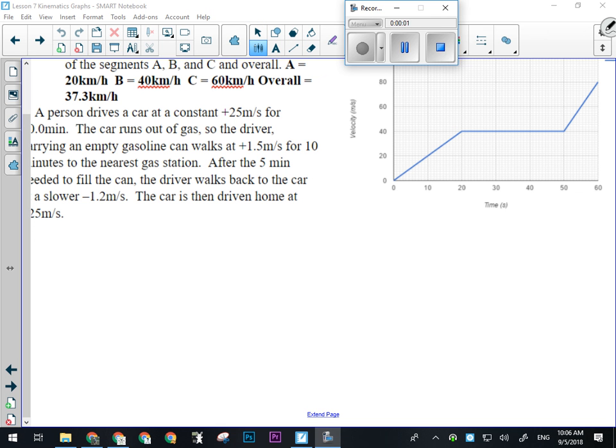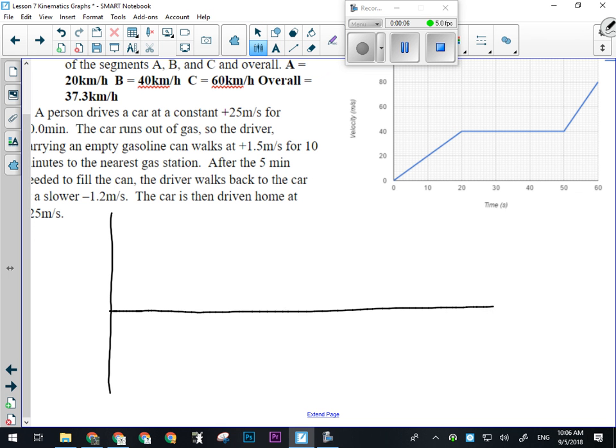So with this question, the first thing I would do is make sure that my graph has a positive and a negative part to the y-axis, because there's going to be a part where the person is moving in a negative direction, that is retracing their steps. It doesn't have to be to scale, but I'm going to make the fastest speed right near the top, 25. This is meters per second. It's velocity. Just so I've got all of that information on my graph.